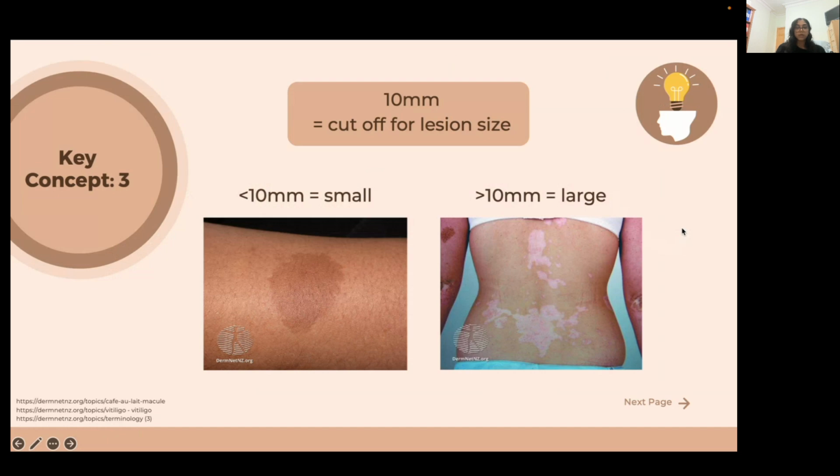Okay, then just thinking about size. So this is not a set rule, this is just something that I go by. But when trying to determine whether a lesion is small or large, we tend to use 10 millimeters as the cutoff size. So if the diameter of the lesion is less than 10 millimeters, then we would describe it as small. Whereas if the diameter is more than 10 millimeters, we would describe it as a large lesion. So that's just something useful to remember when thinking about whether it's a small or large lesion.